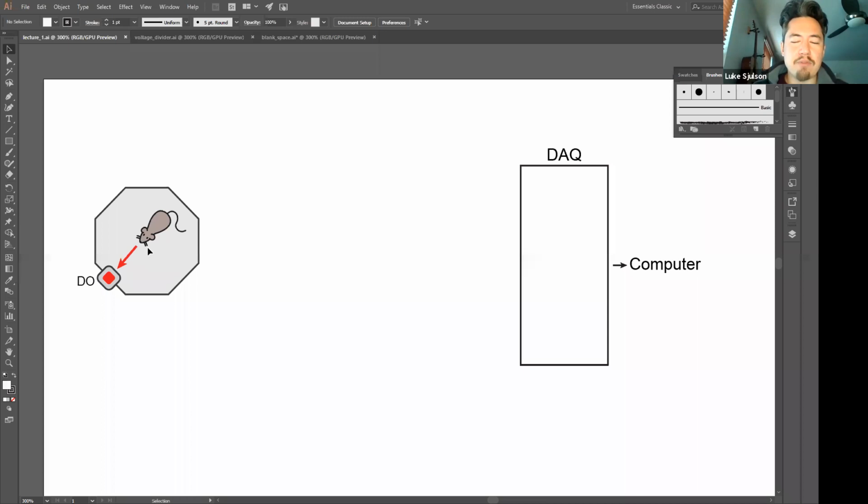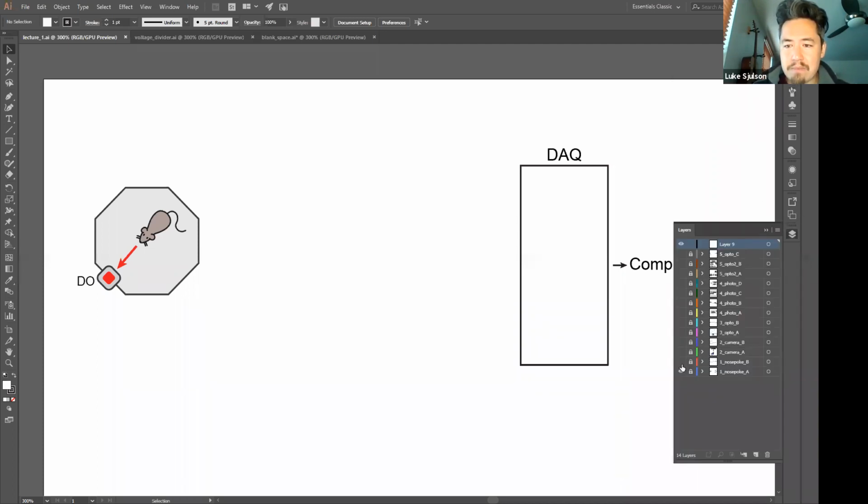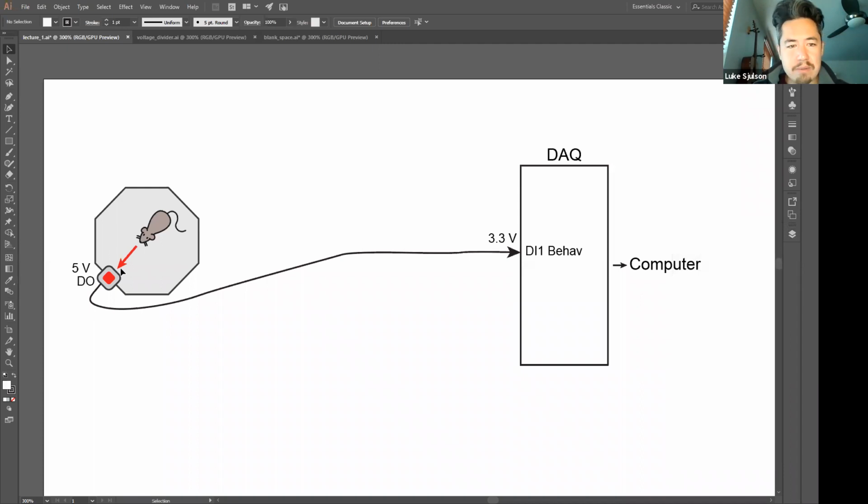And so somehow you want that information in the computer, right? So you have to somehow get that information through this DAC, which is data acquisition, into your computer. All right, so the way that you do this is you run a wire from that. So here's 5 volts.